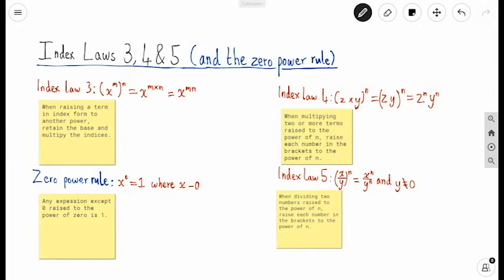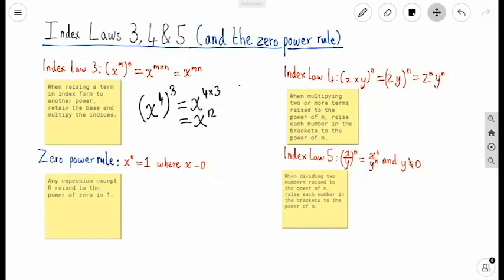Let's do a practice question. x raised to 4 in brackets raised to 3. So according to index law 3, we do x raised to 4 times 3, giving us x raised to 12.